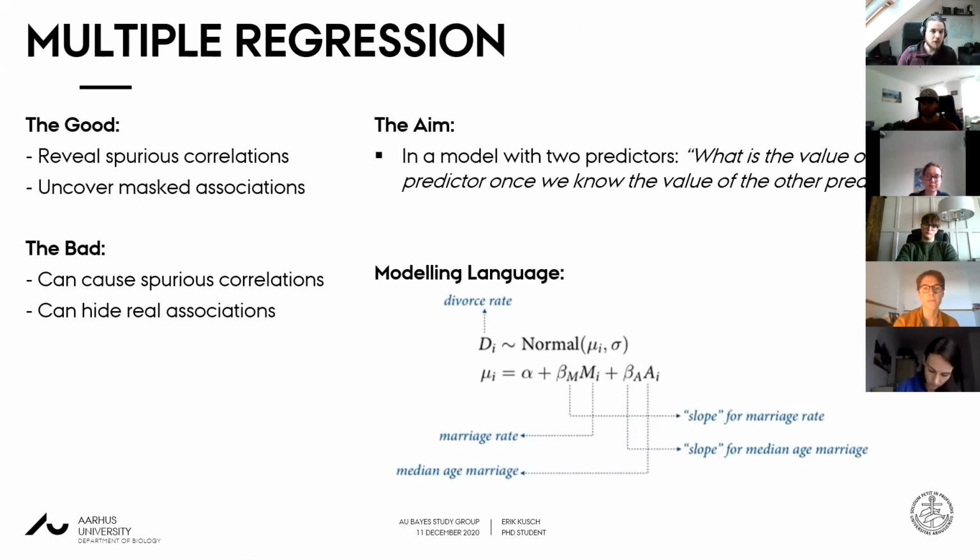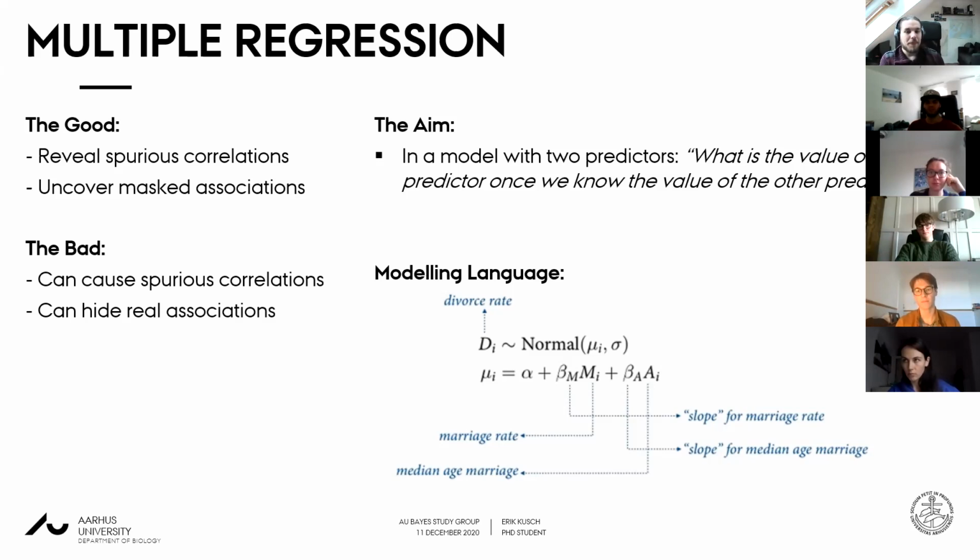Now, to resolve our issue of spurious associations, we mentioned that we would like to use multiple regression. Multiple regression has good sides and bad sides. The good one being that we can reveal spurious correlations and also uncover masked associations, which comes a bit later in my summary today. The bad also being that if you don't know what you're doing, which at this point I don't feel super confident using this method yet myself, it can cause spurious correlations or associations, and it can hide real associations, which is exactly the opposite of the good. So it all comes down to, it depends whether this method is appropriate the way you're using it.